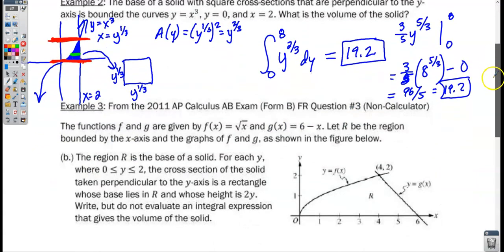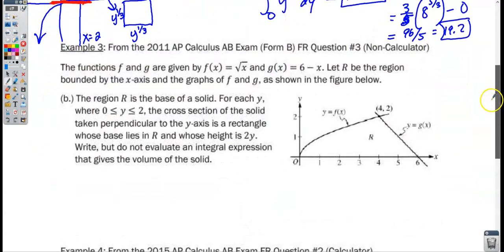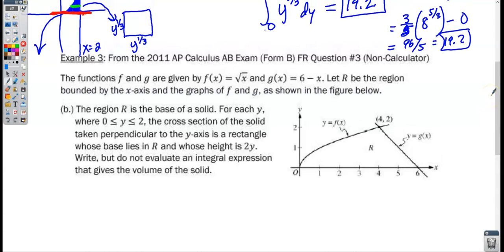with example 3 here, which comes to us courtesy of the 2011 AP Calculus AB exam Form B. So it's free response question number 3, which is a non-calculator question. All right. The functions f and g are given by f of x equals square root of x and g of x equals 6 minus x. Let R be the region bounded by the x-axis and the graphs of f and g as shown in the figure below.